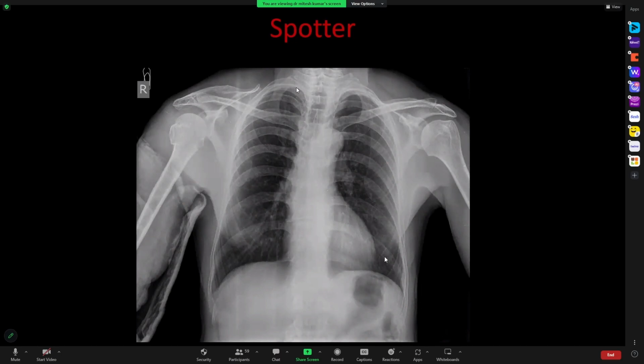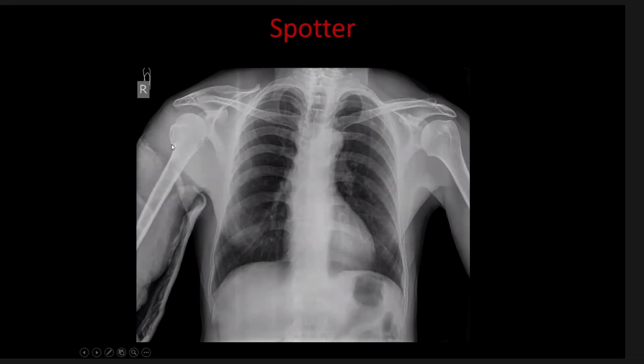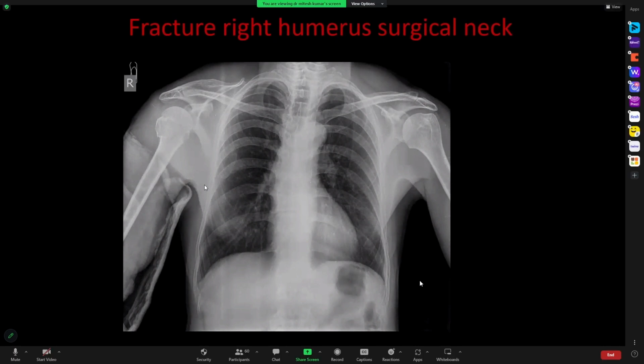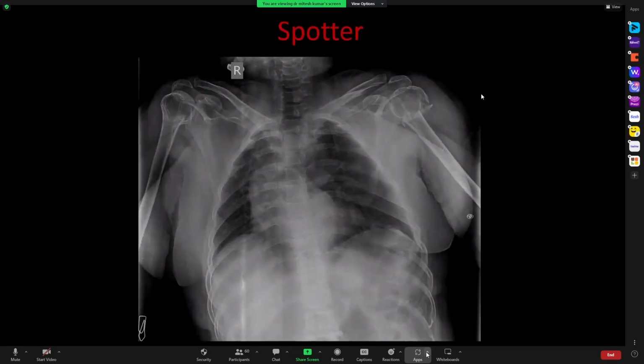Yeah, you can clearly appreciate that the cast has been put in, so obviously there has to be a fracture somewhere here, and this is the fracture. Here, clearly you can appreciate the break in the continuity of the cortex on the lateral part and the medial part. So fracture of the right humerus cervical neck. Next spotter.